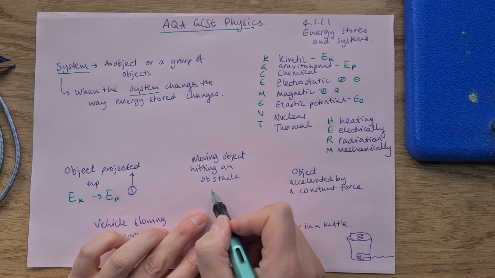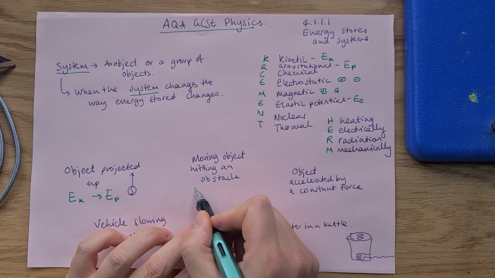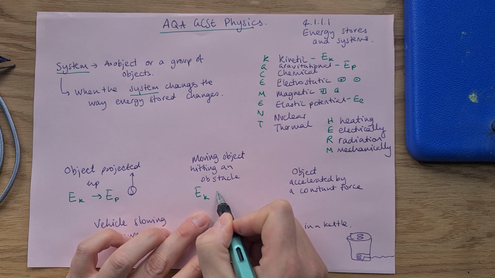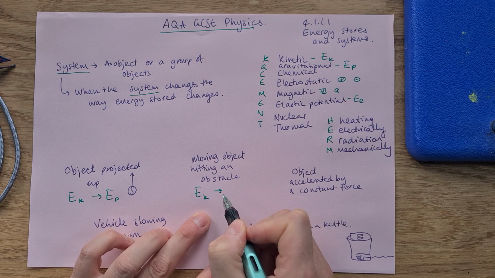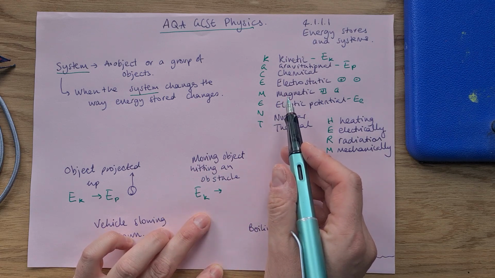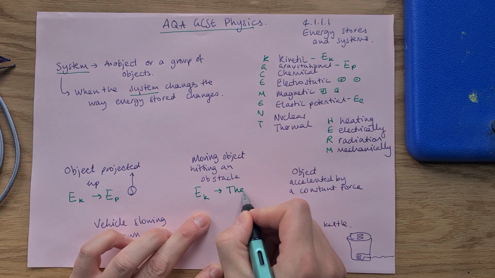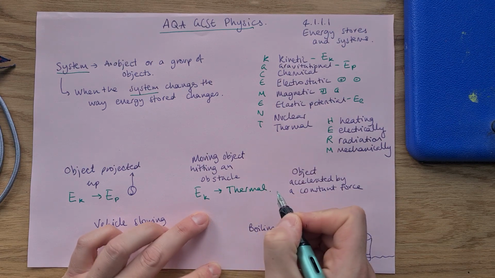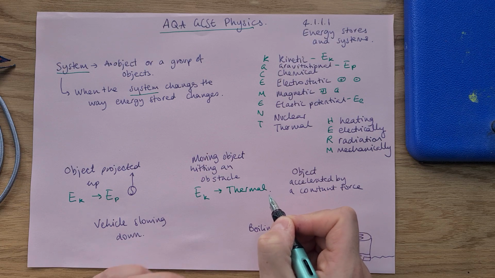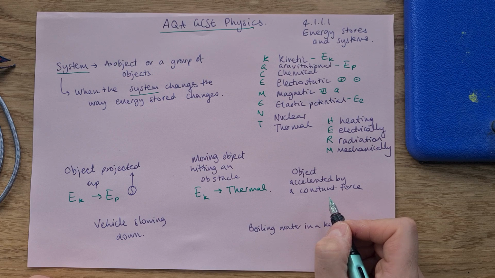Moving object hitting an obstacle. So if you've got an object that's moving, it's going to have kinetic energy. And if it hits an obstacle, I guess if it's like a squishy thing, it could cause some elastic potential energy in it, but most likely that's just going to be thermal. A lot of these have energy wasted, which is thermal energy dissipated to the surroundings. But again, that's another whole bit that we'll cover.